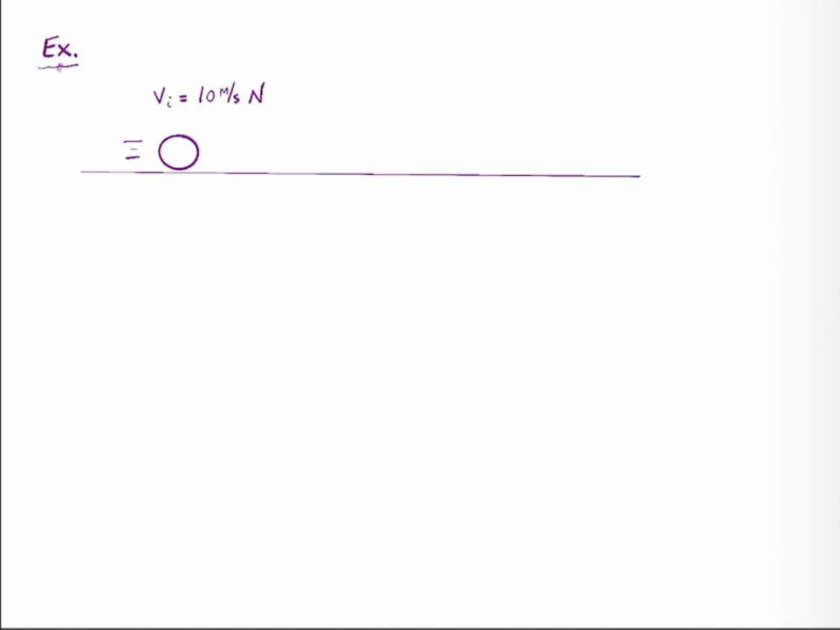Let's look at an example. An example always, I think, makes it easier to understand what's going on with the equation. So we're given a ball that's rolling along the ground with an initial velocity of 10 meters per second in the northward direction. And about 4 seconds later, that object is now traveling at 30 meters per second. I didn't write north, but let's assume it's still going north.